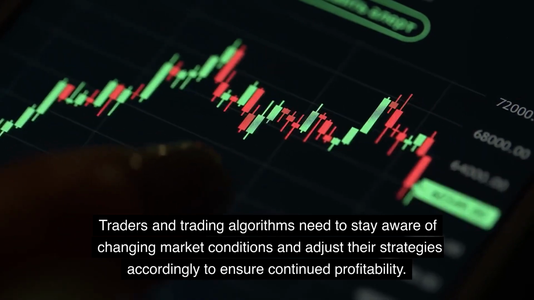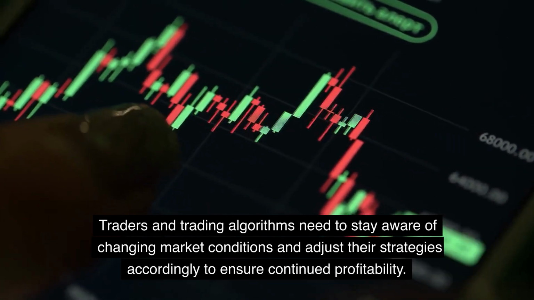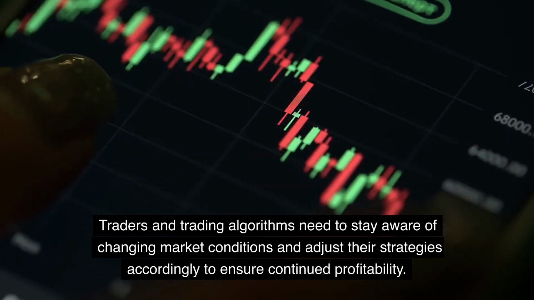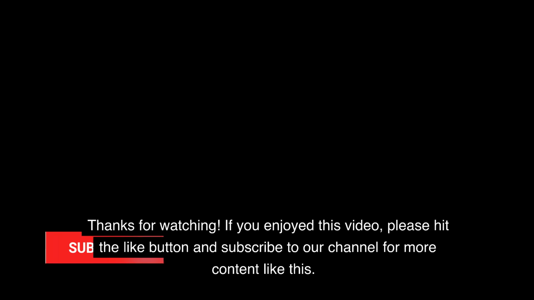Traders and trading algorithms need to stay aware of changing market conditions and adjust their strategies accordingly to ensure continued profitability.